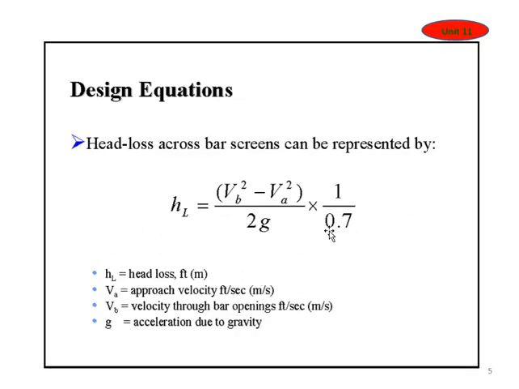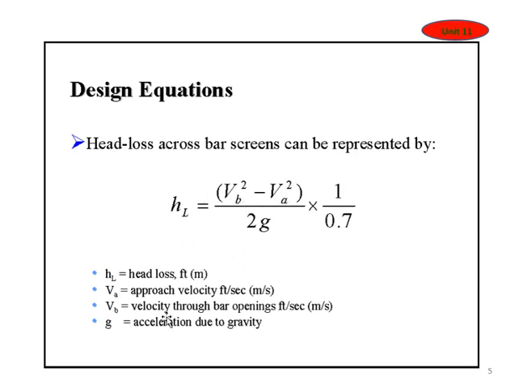And when the water passes through the bar rake, there will be some energy loss. The water is coming with some velocity. When it is passing through the bars, the velocity will reduce and the energy will reduce. So this loss in the energy, which is called the head loss, can be calculated by this equation. So you can use this equation to calculate how much the head loss will be in your design channel.